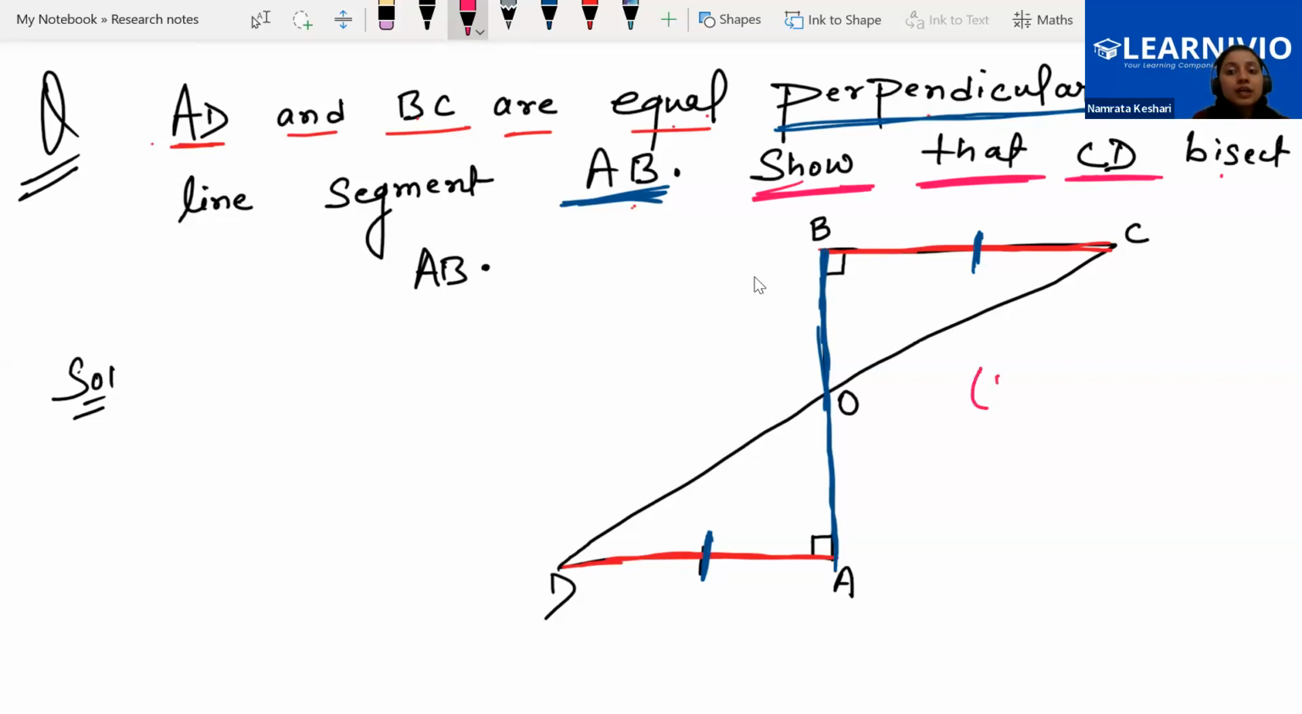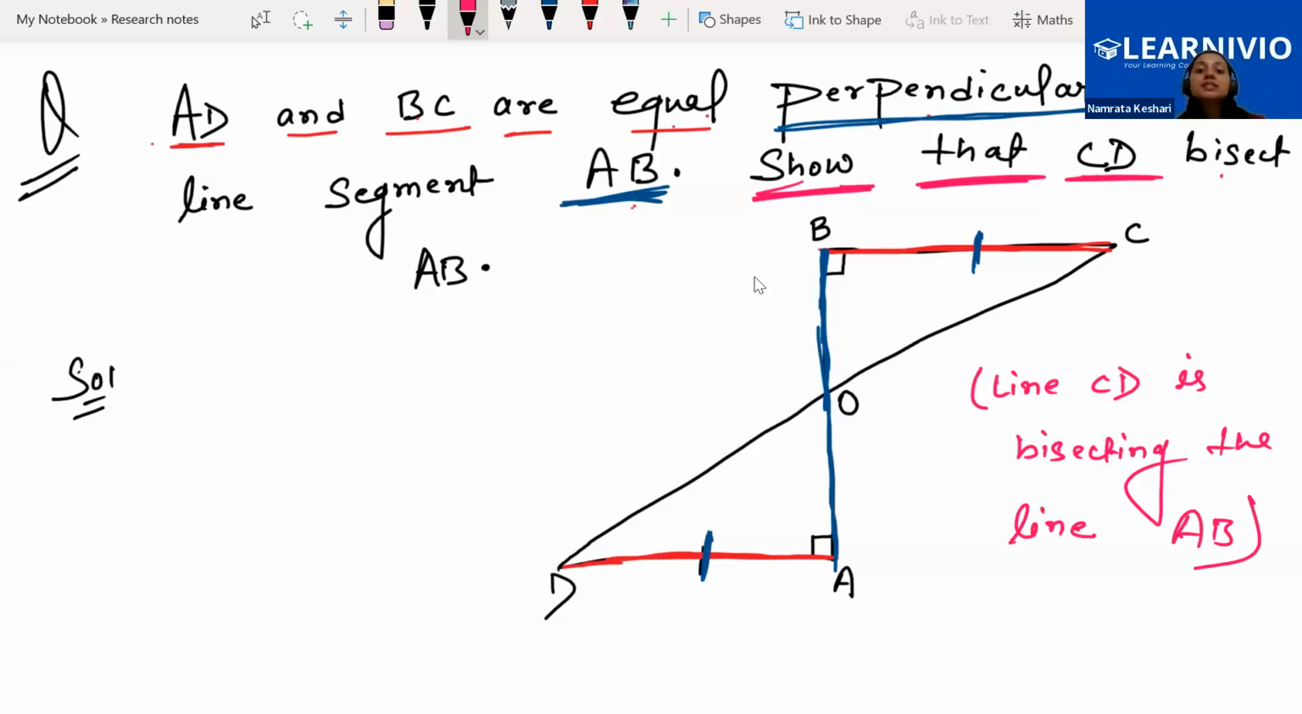I'm writing it over here. Line CD is bisecting the line, meaning line segment, AB. That means CD is cutting AB in two equal parts. Yes or no? Yes, ma'am. CD is just cutting AB in two equal parts. That is the meaning of bisecting AB. AB is getting bisected means AB is getting cut in two equal parts.